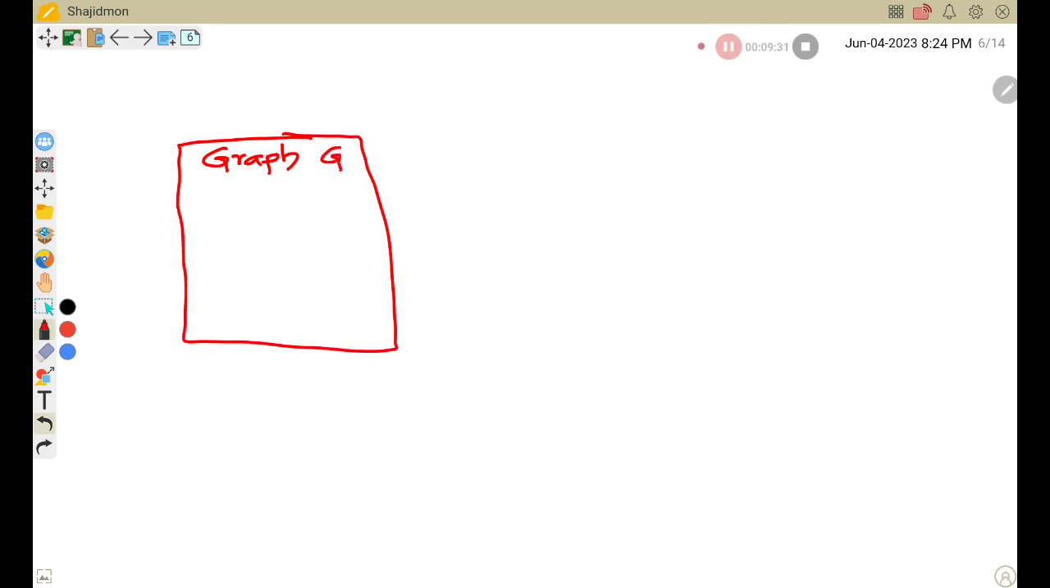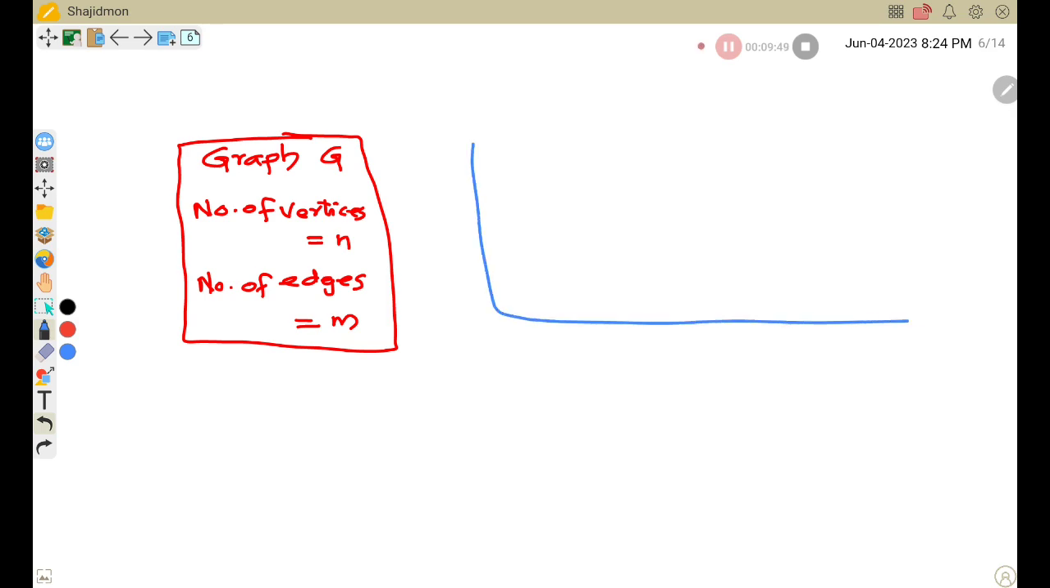So I will write here. What are those two rules we are telling? For example, if you are having a graph G, in this graph the number of vertices of the graph is equal to n, and the number of edges of the graph is equal to m. Now when you are creating a spanning tree, what are the points we need to be careful about? In a spanning tree, how many edges will be there?